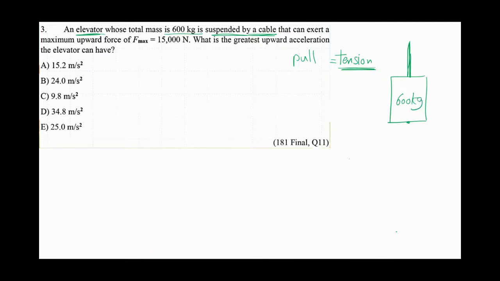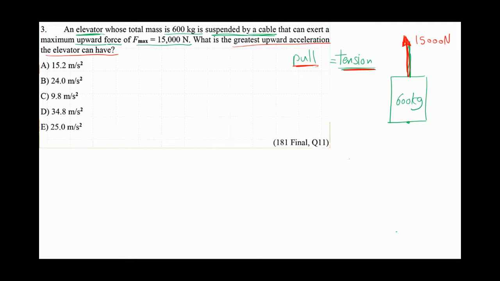So here the elevator is 600 kilogram, and it's suspended by the cable that can exert a maximum upward force of 15,000 Newton. So this cable is able to hold maximum force 15,000 Newton upward. And upward because it's pull, because it's tension. What is the greatest upward acceleration of the elevator?